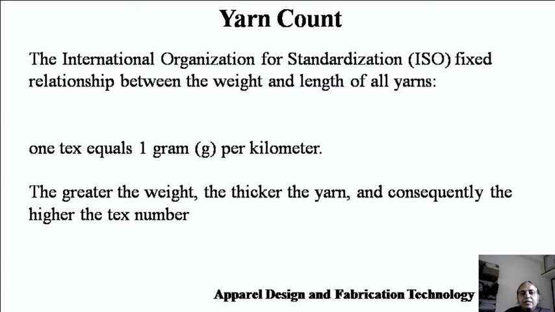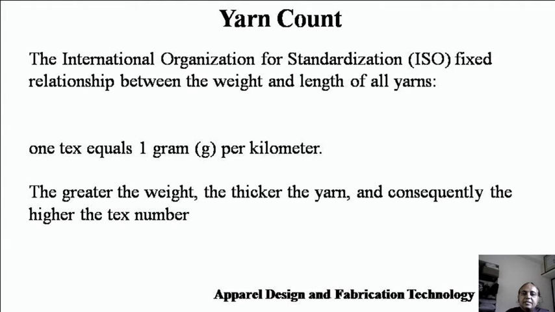The International Organization for Standardization, ISO, fixed a relationship between the weight and the length of all yarns. According to the ISO, 1 tex equals 1 gram per kilometer. So what is the tex? 1 tex is equal to 1 gram per kilometer. The greater the weight, the thicker the yarn, and consequently the higher the tex number.